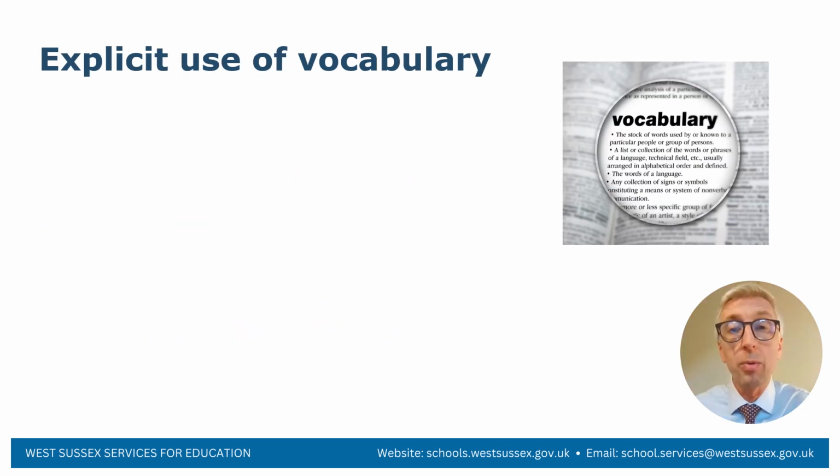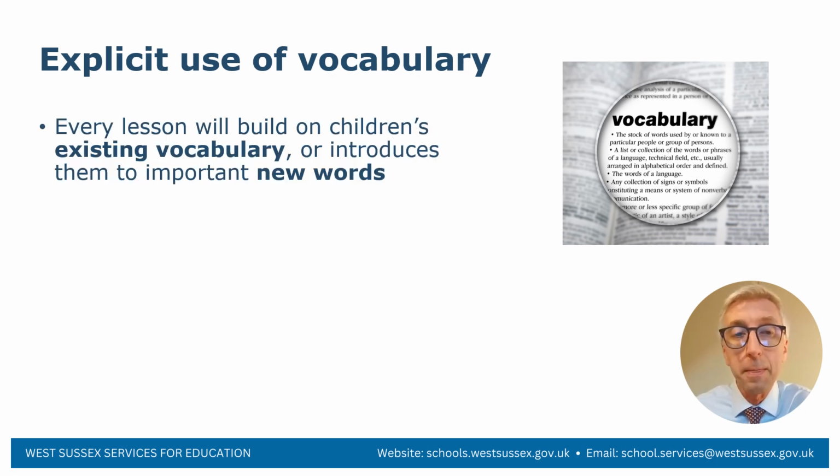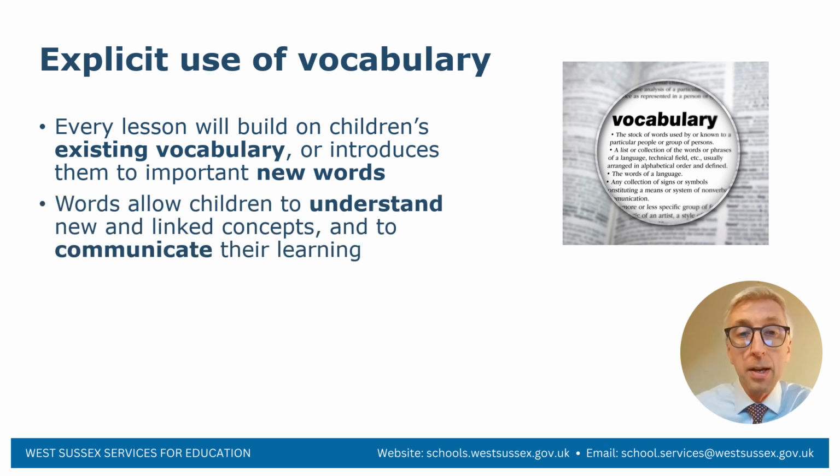The next building block we will consider is the explicit use of vocabulary. By explicit use, we mean the vocabulary is stated clearly and in detail, leaving no room for confusion or doubt. It's likely that every single lesson will build on children's existing vocabulary, words that they already know the meaning of or think they do, and can draw on verbally or in writing. It's very likely that each lesson will also introduce important new words as well as extending children's vocabulary. The more developed a child's vocabulary, the more likely they are to understand and link concepts and be able to communicate their learning clearly, effectively, and appropriately.